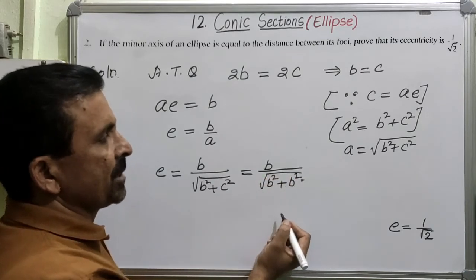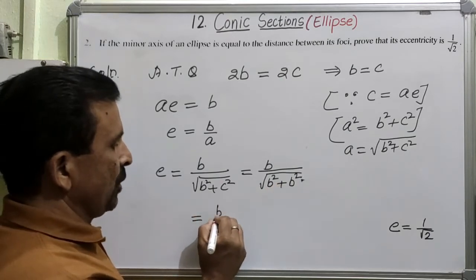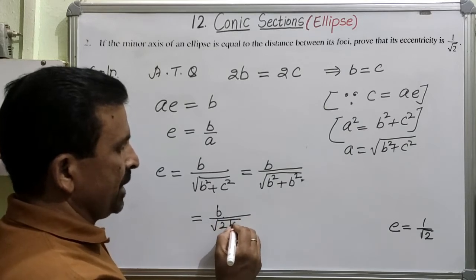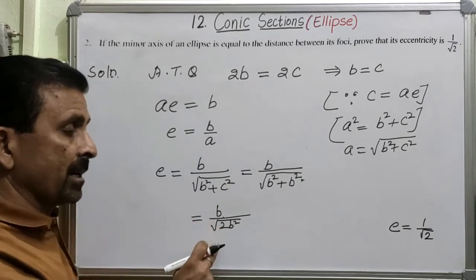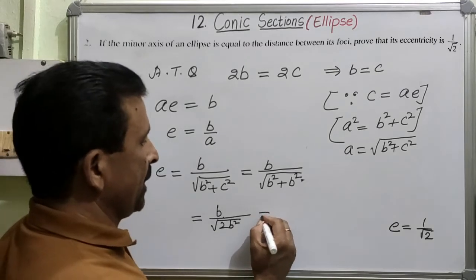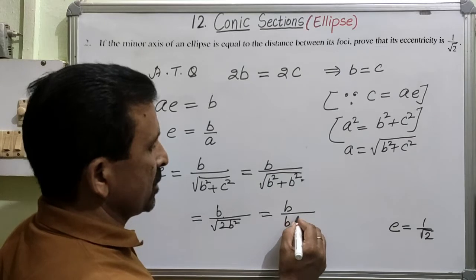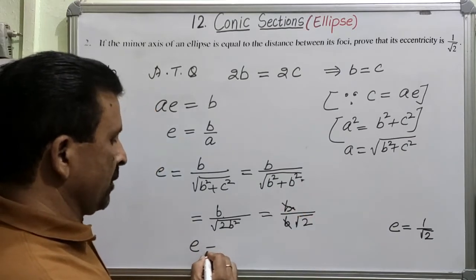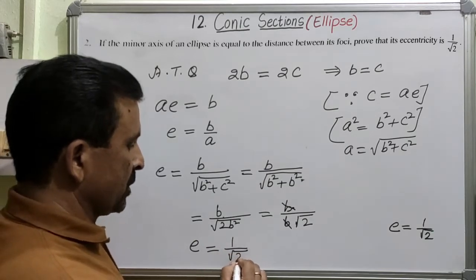Now this b square and this b square are like terms, we can add them, and therefore we get b over root over b square plus b square, which becomes 2b square. In this 2b square, 2 is a non-perfect square number, so it remains under the radical sign, and b square is a perfect square, so it comes out of the root sign. Your result will be b over b root 2. Now this b and this b cancel. Finally we got the required result, and therefore the answer is e is equal to 1 over root 2.